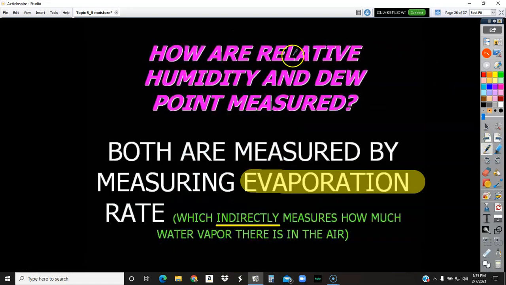Now, how can you measure relative humidity and dew point? There is a way to measure it, and I touched on this a little bit in class last week, I think in a few of my classes, but for those of you that don't come into school, let me go through this. It's an indirect way. You measure the amount of evaporation, which indirectly will measure how much water there is in the air. Let me explain what I mean by that.